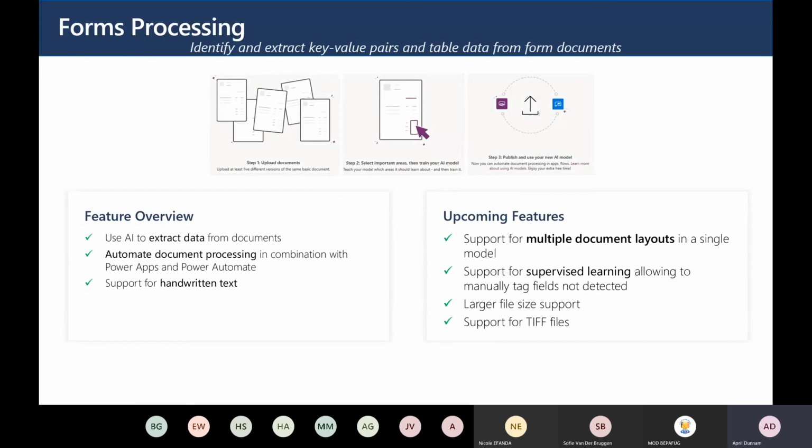Now, coming down the pike for future iterations of this, it is going to support multiple document layouts in a single model. But as of now, if you have different document layouts, you would need different models for each type of document to train. But hopefully soon, multiple document layouts will be released.